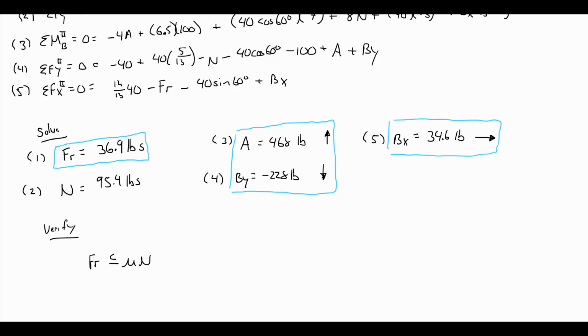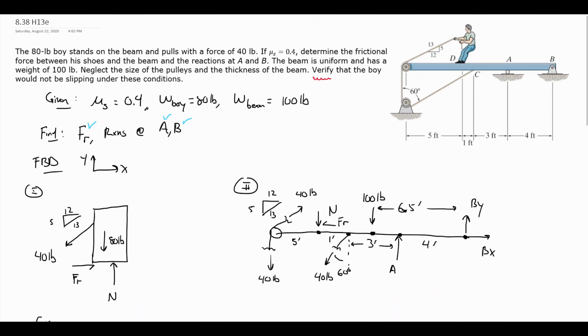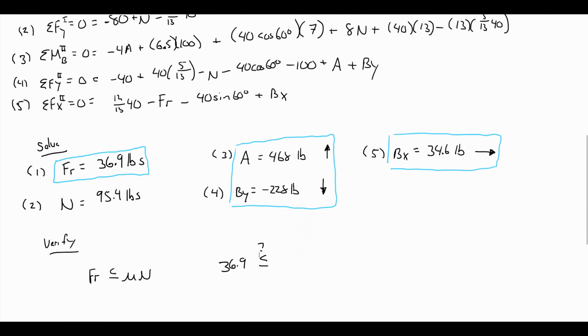So let's check, make sure this is true. So 36.9, is it less than mu times N? So we actually didn't even use the mu yet. Mu is given to us as 0.4. So is it less than 0.4 times the normal force? The normal force we found 95.4 pounds. So simplifying this, 36.9, is it less than or equal to 0.4 times 95.4? That is 38.2, and yes. So let me double put a check mark here.